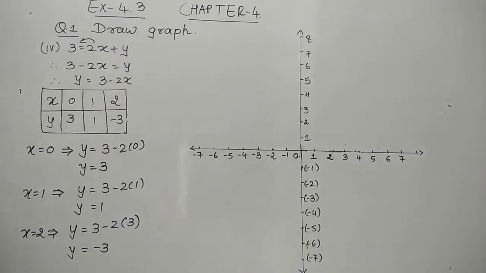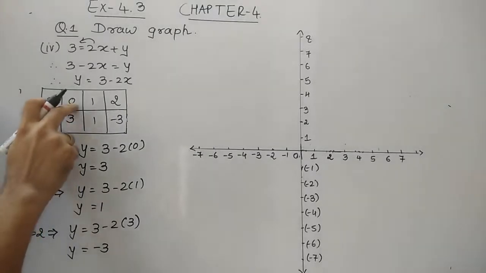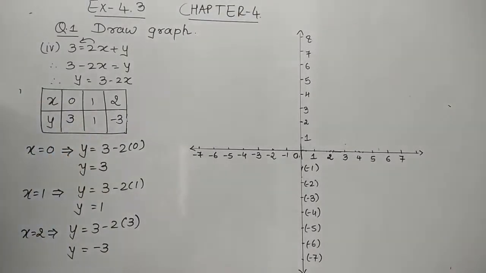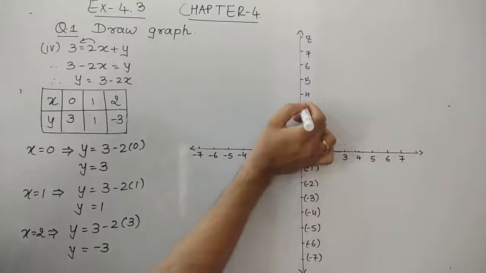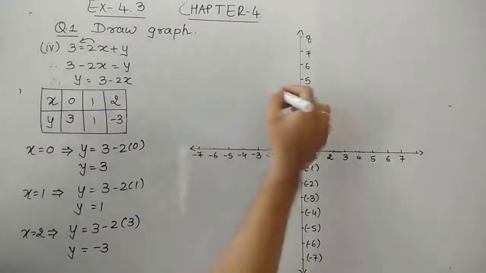Now let us represent all the coordinates on the graph paper. It's 0, 3. When x is 0, y is 3. This should be represented on the axis. x is 0 and y is 3, so it should be represented on the y-axis. This coordinate is 0, 3.